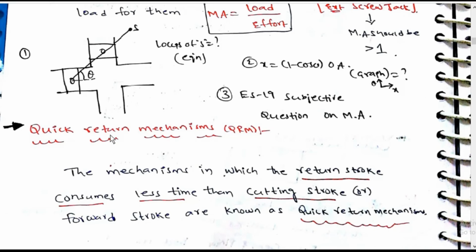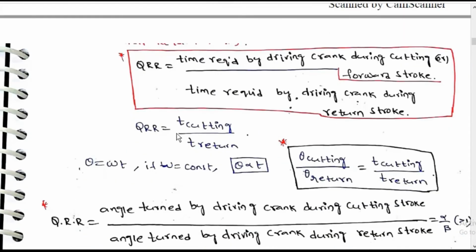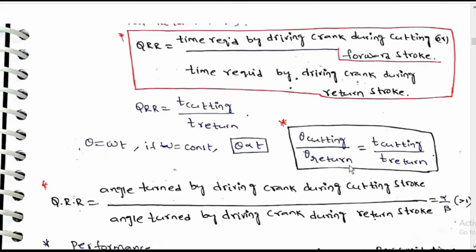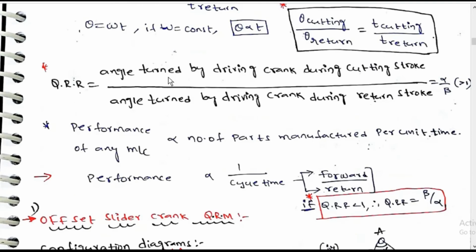Quick return mechanism, QRM. The mechanisms in which the return stroke consumes less time than the cutting stroke or forward stroke are known as quick return mechanisms. QRR is the time required by the driving crank during the cutting or forward stroke by the time required by the driving crank during the return stroke. QRR is equal to T cutting by T return. Theta is equal to omega T. If omega is constant, theta is directly proportional to T. Theta cutting by theta return is equal to T cutting by T return. QRR is equal to the angle turned by the driving crank during the cutting stroke by the angle turned during the return stroke, which is alpha by beta, greater than 1.